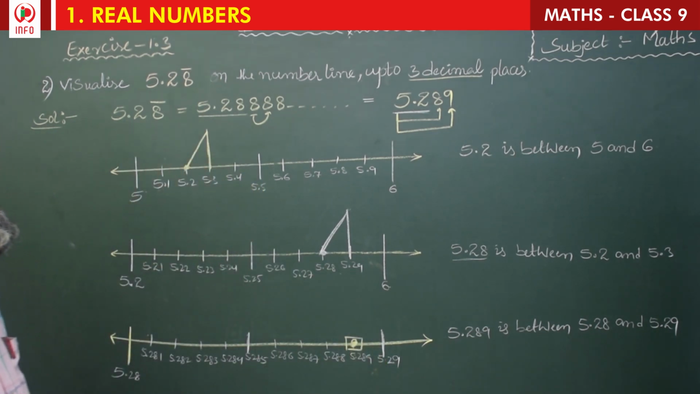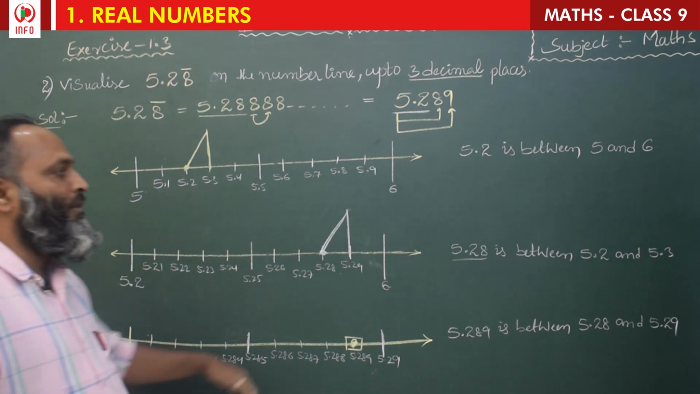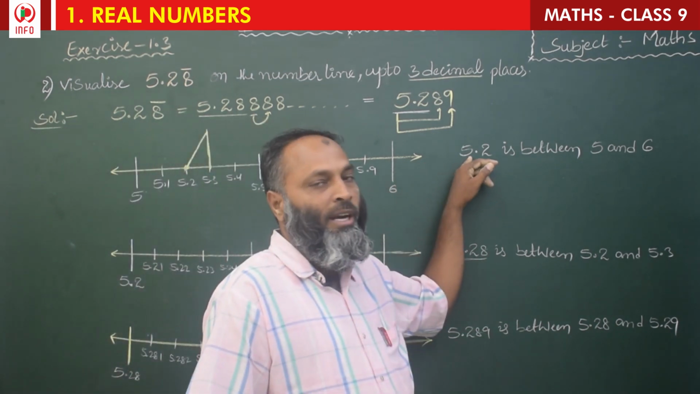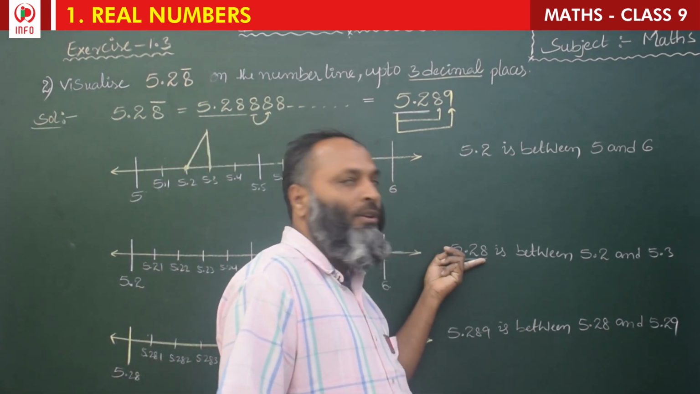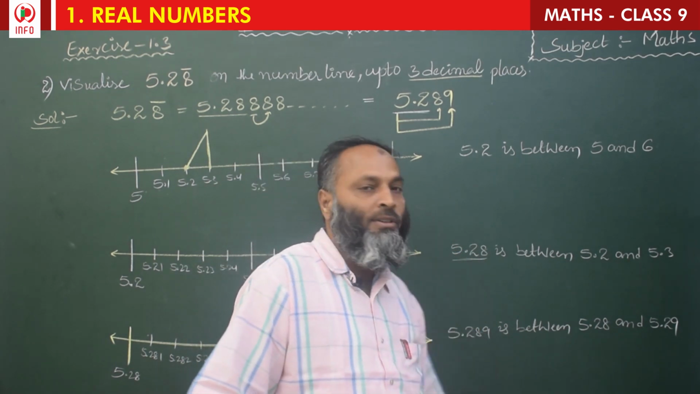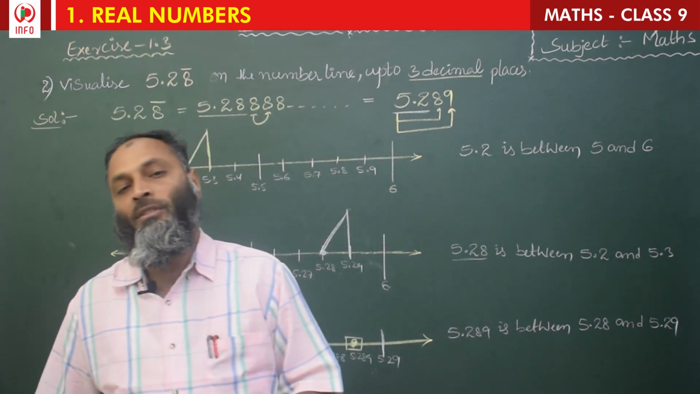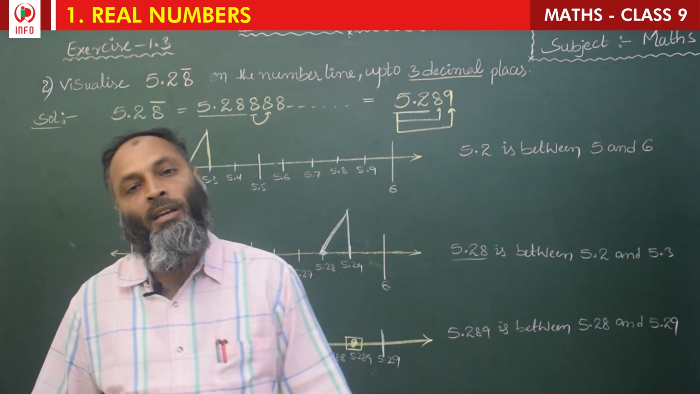So one by one, first we should locate the single digit. After that the double digit, after that the triple digit. Okay. One by one we should visualize on the number line. Okay students.